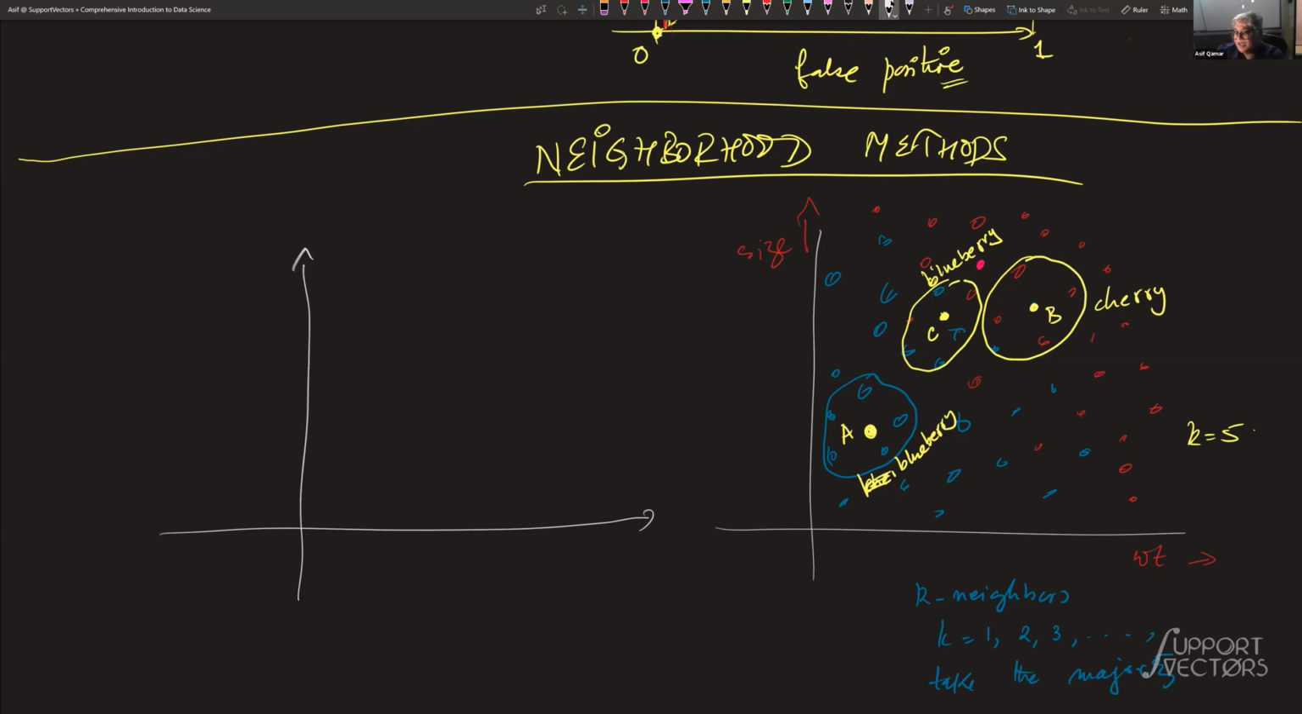For example, look at this point that I just circled. The nearest neighbor happens to be a blueberry, but something tells you that cherry would have been a more appropriate answer, because if you look at more neighbors, it certainly is cherry. If you look at the 5 nearest neighbors, it would have been a cherry. But if you look at only the nearest neighbor, it looks like blueberry. And that is why k, this hyperparameter of the model, can change your answer.